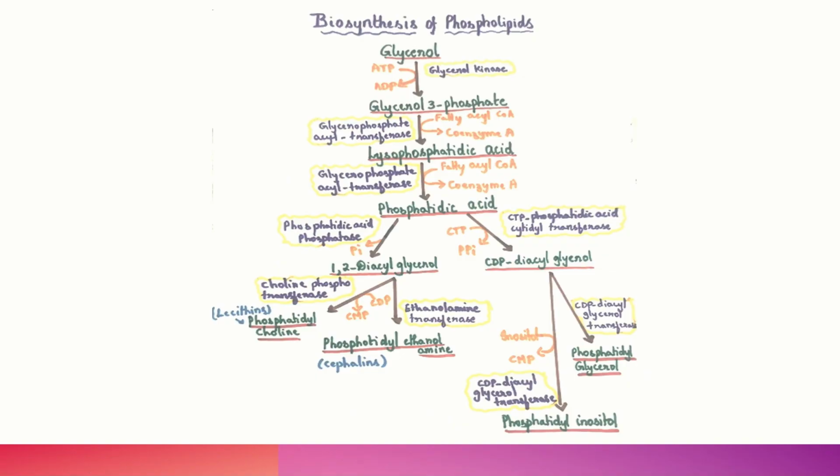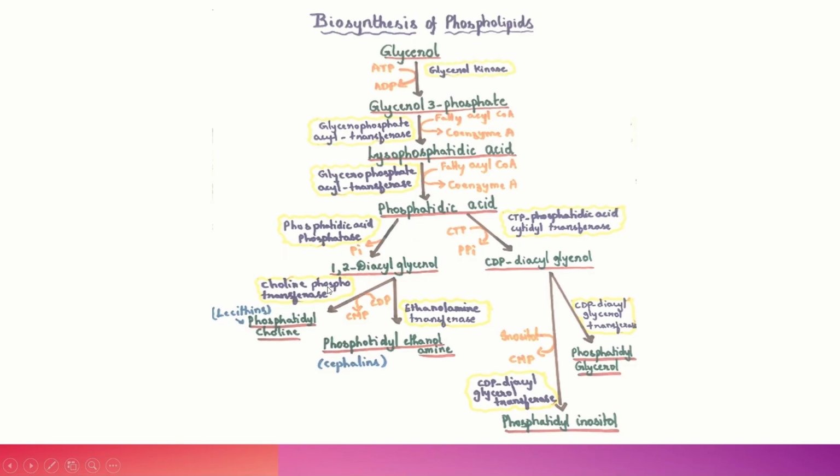So how the different types of phospholipids are formed, this figure shows very clearly. Glycerol 3 phosphate is the precursor. It is formed with the help of glycerol kinase, and then glycerol 3 phosphate forms lysophosphatidic acid. Lysophosphatidic acid forms phosphatidic acid. From the phosphatidic acid, 1,2 diacylglycerol is formed. So phosphatidic acid and 1,2 diacylglycerol are the precursors for phospholipids, and these are the intermediates during the synthesis of triacylglycerols.